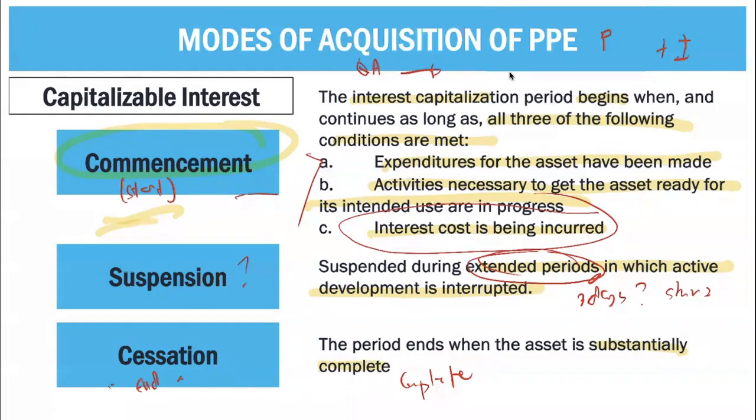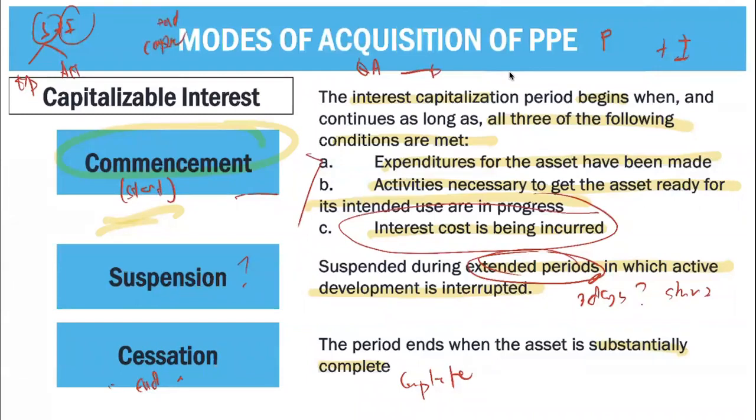So the start of your interest capitalization is at the start of your construction, together with your interest cost. When can you say that there is a start of construction? If expenditures have been made and activities have already started, plus you incur interest. When do you end? Of course, when the construction is already complete.